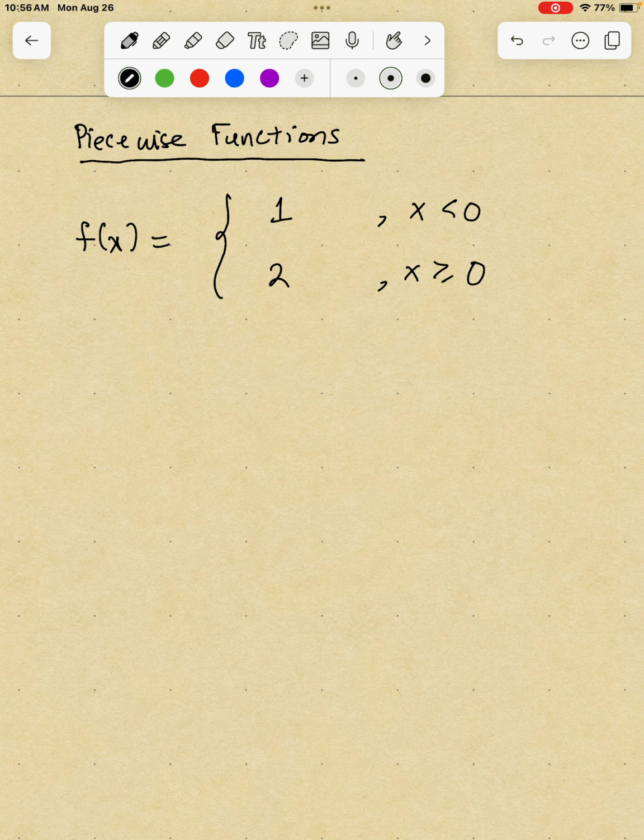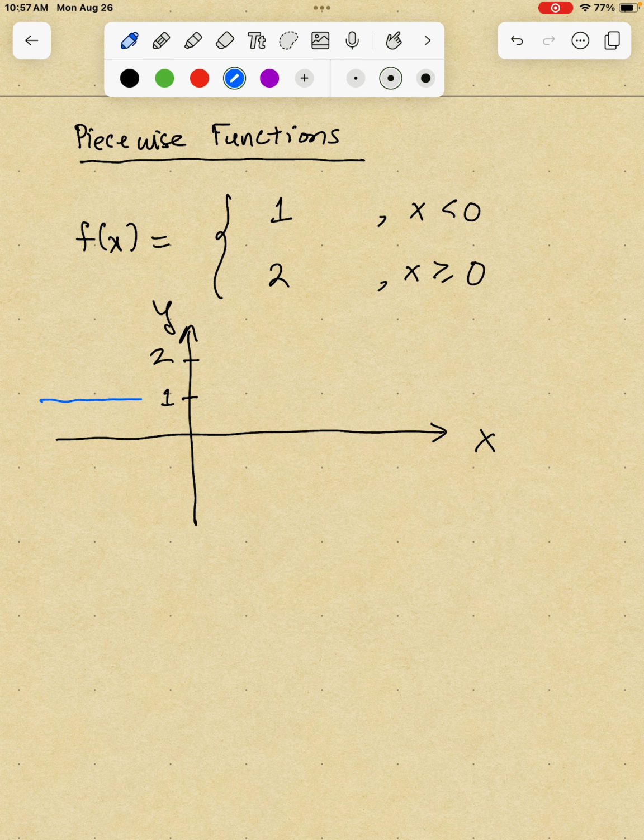What this means is when x is negative, f of x is 1, and when x is 0 or greater, f of x is 2. A graph of this will look like this. Here's the positive x-axis, here's the positive y-axis. Here's 1 and here's 2. When x is negative, the y value is 1.